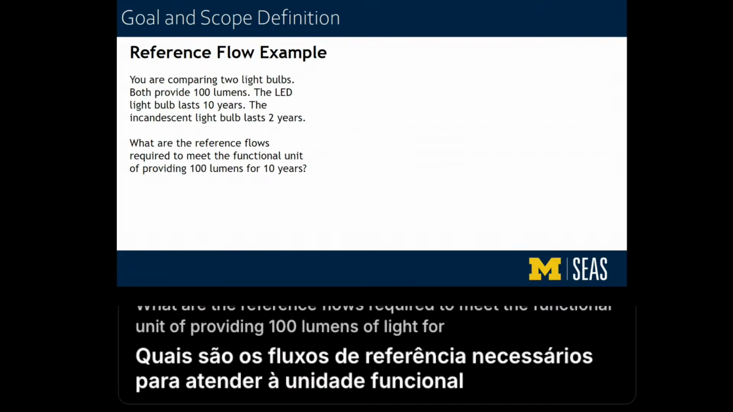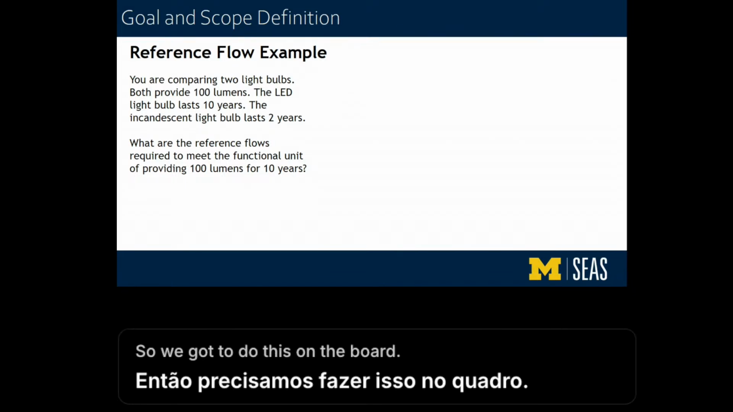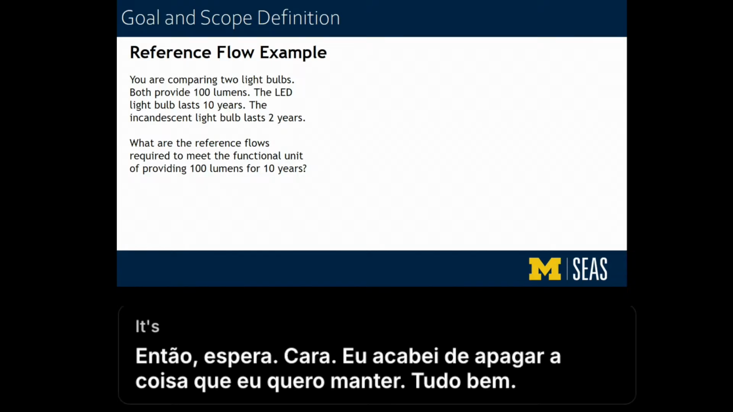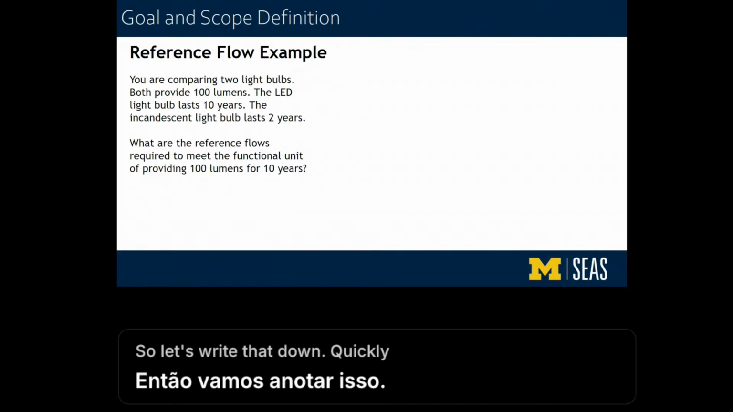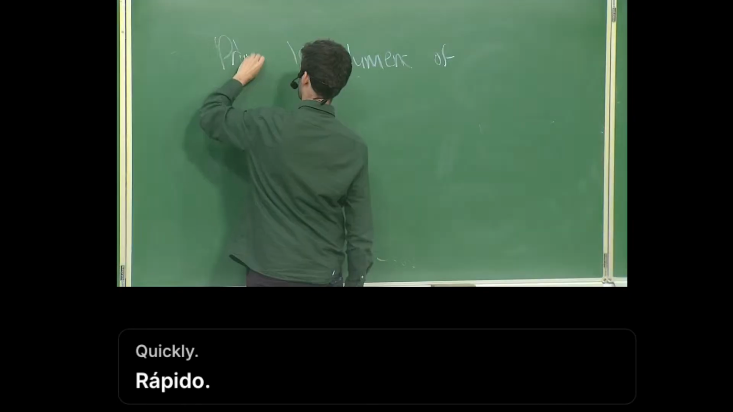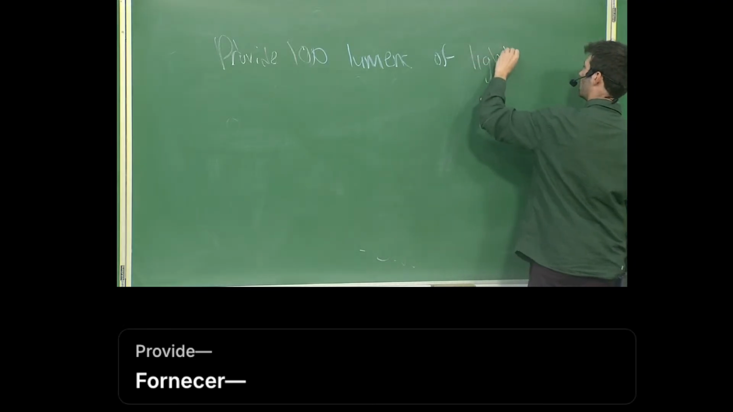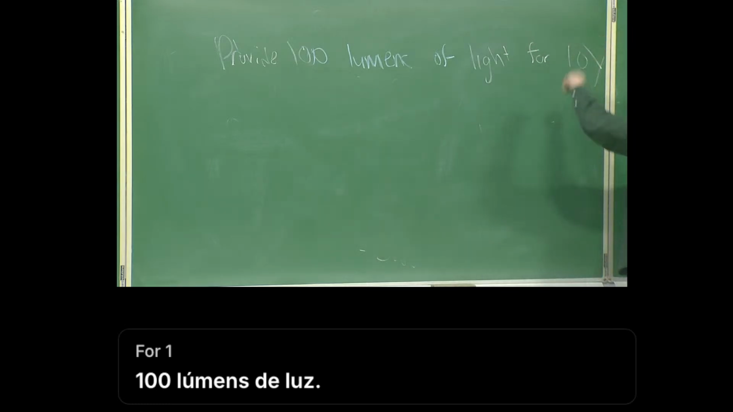Let's see here. Yeah, okay, so we got to do this on the board. Wait, I just erased the thing I want to keep. All right, it's okay. Doesn't matter. So let's write that down quickly. Provide 100 lumens of light for 10 years. I'll just put a Y there. 10 years.